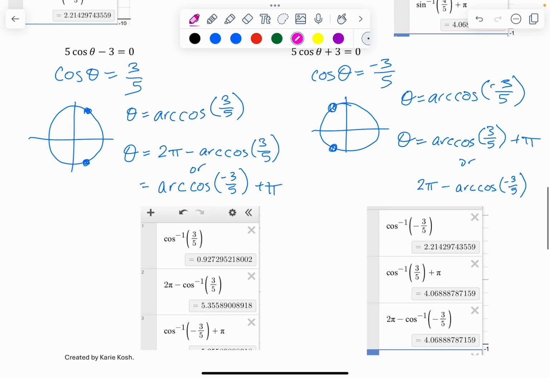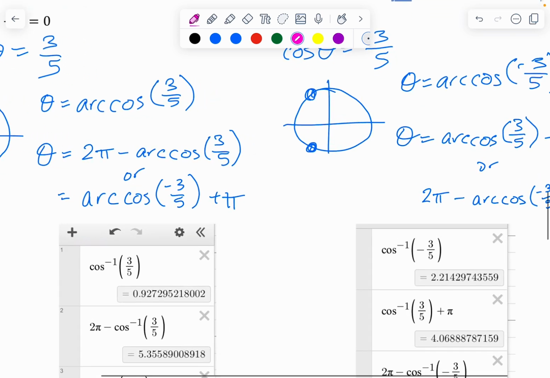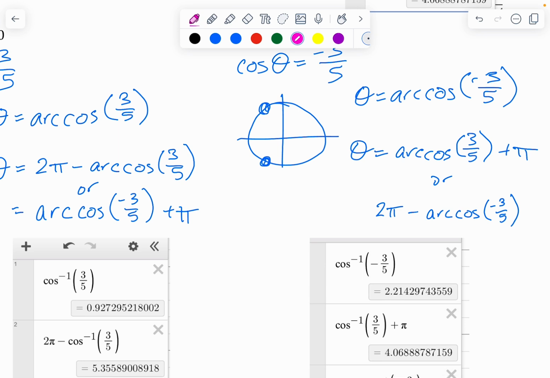Okay, so cosine of negative 3/5 puts me in quadrants 2 and 3, like we said. Arc cosine of negative 3/5 is fine. That is this one. And then if we want to end up in the third quadrant, we could start in the first quadrant here and then add pi. Or we could say 2 pi minus, well, hang on, let me get rid of some of that clutter. This angle right here is arc cosine of negative 3/5.